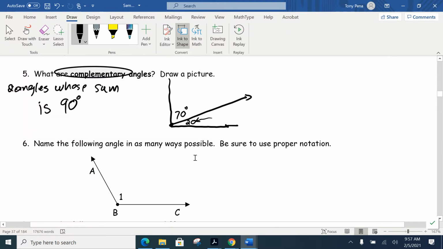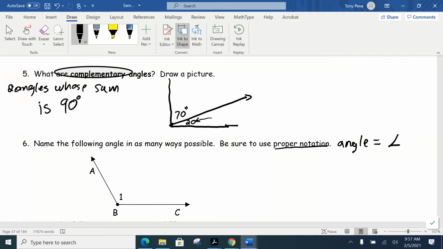All right, 6 says, name the following angle in as many ways as possible. Be sure of the proper notation. So first, the way we define an angle, if you ever see this little notation, that's an angle notation. This little thing here, when we write this, means angle. Just like when I do 70 and I put the little circle at the top, that means degrees. Whenever you see this little symbol, it's not an inequality sign, it's similar to an inequality sign. That means angle. And the reason it's called that is because we're creating a little angle right in here between those two lines.